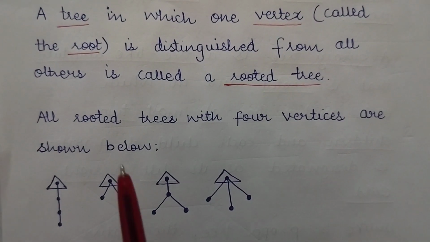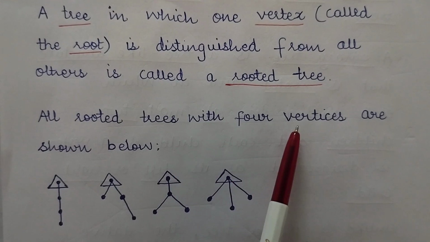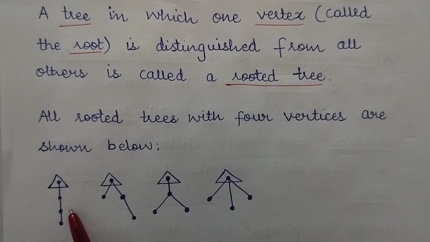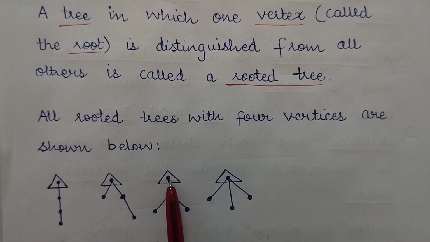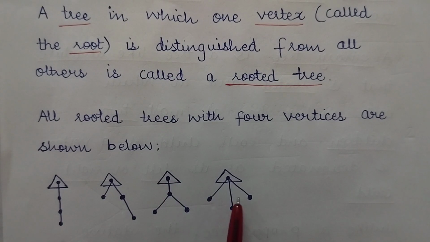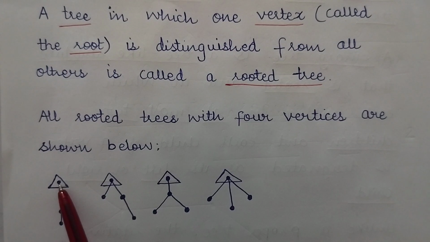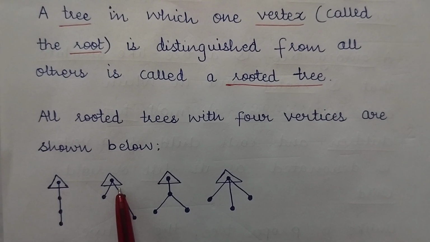Below you can see all rooted trees with 4 vertices. This is a rooted tree with 4 vertices. This is a rooted tree with 4 vertices. This is a rooted tree with 4 vertices. And so this is also a rooted tree with 4 vertices. So basically all these 4 are rooted trees with 4 vertices drawn differently. And the root, as you can see in all the cases, is highlighted with a triangle. So this triangular portion represents the root of the tree, and hence this is known as a rooted tree.